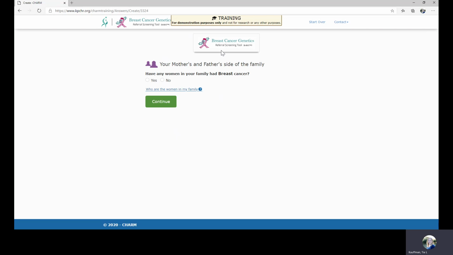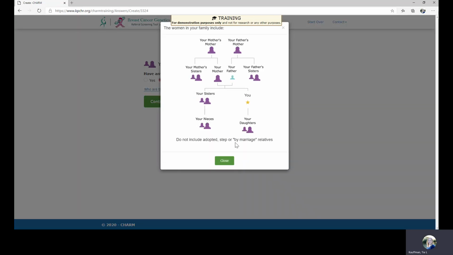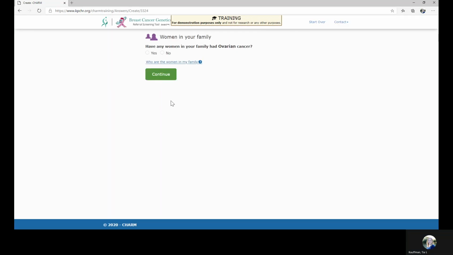And if you can see now, it's switched over to doing the breast cancer assessment. Have any women in your family had breast cancer? I'm going to say no for these questions so that you can see both what a positive and a negative report look like. Again, you can click on this for more information. No to ovarian cancer. Oops. No. You can see it won't let you leave questions blank.